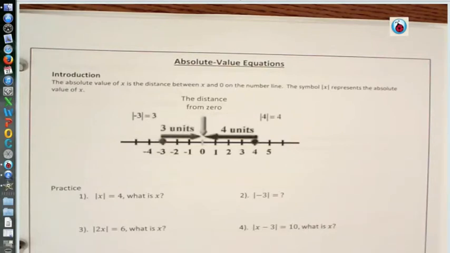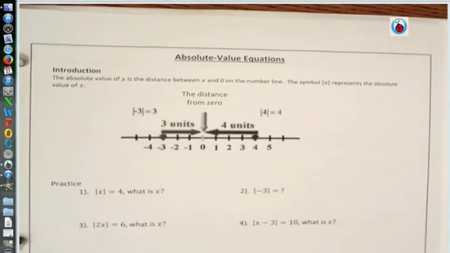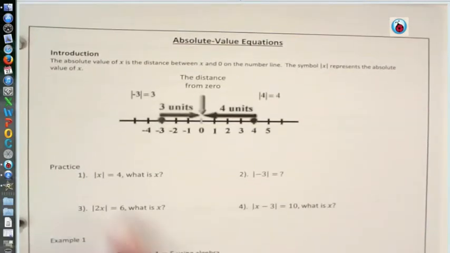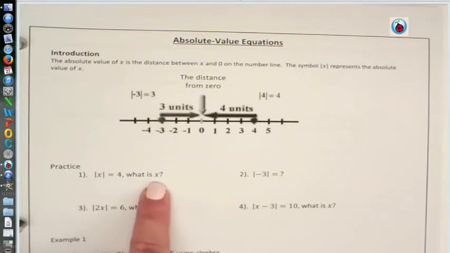So let's try some kind of simple equations here. Absolute value of x equals 4. All right, what is x? What number could x possibly be? I can actually think of two answers for this. Can you think of both of the possible numbers that x could possibly be?